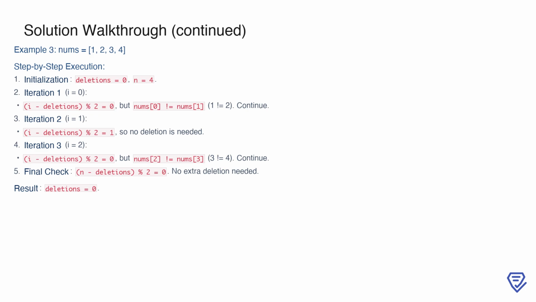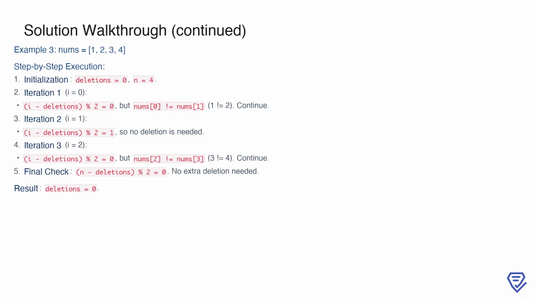For the second iteration, i equals 1, and now, i minus deletions, modulo 2 equals 1, which means this element naturally alternates, so no deletion is required. In the third iteration, i equals 2, and deletions modulo 2 equals 0, but nums[2] does not equal nums[3], since 3 is not equal to 4. Again, no deletion is needed.